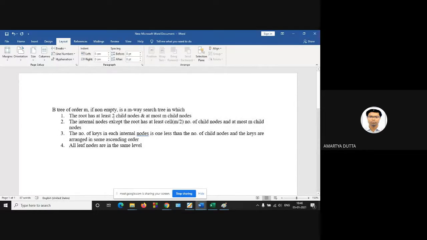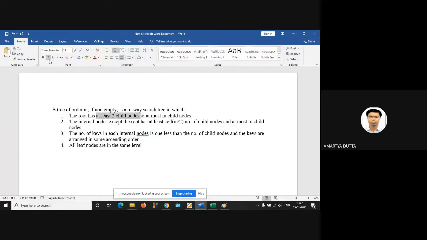So the root has at least two child nodes, and at the same time at most m child nodes, where this is a multi-way, order M, B tree of order M. The internal nodes except the root have at least ceiling of m by 2 child nodes and at most m child nodes.